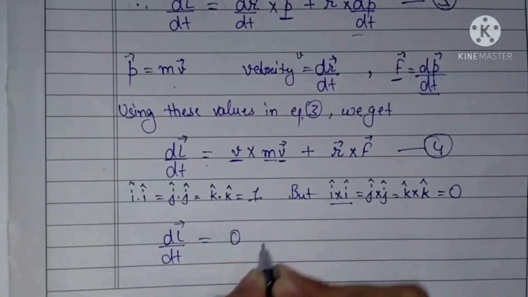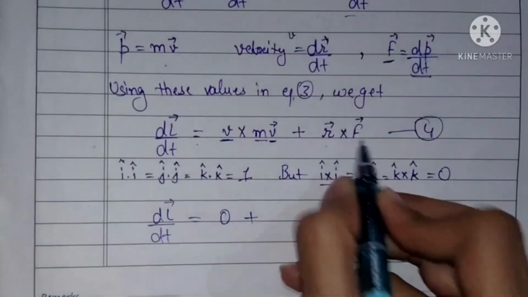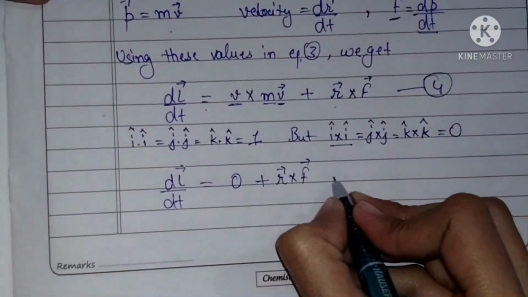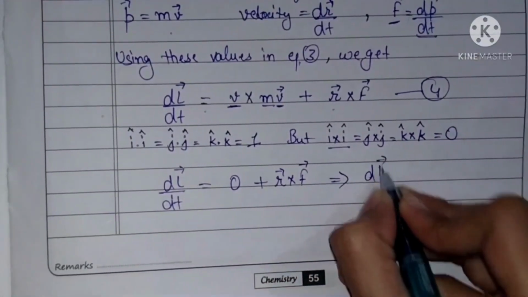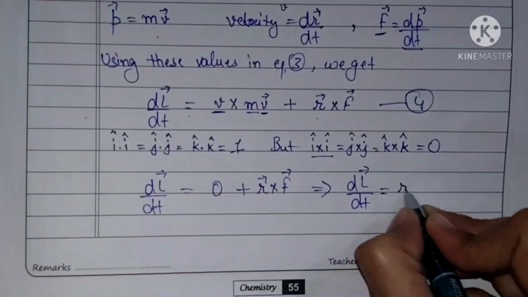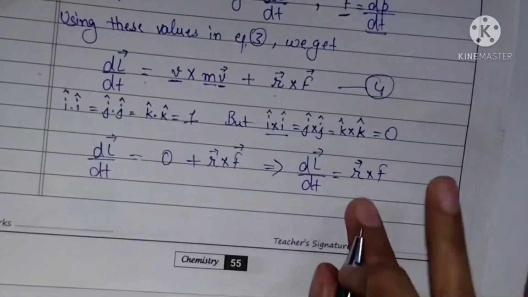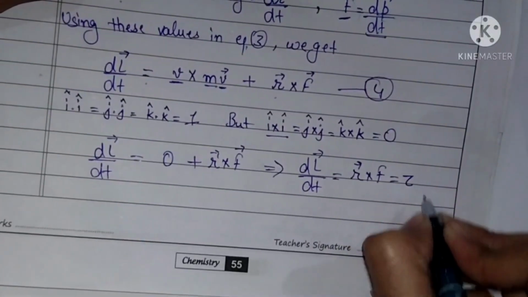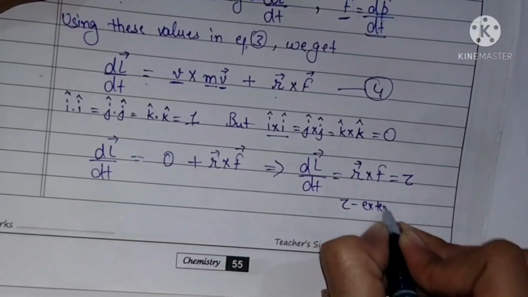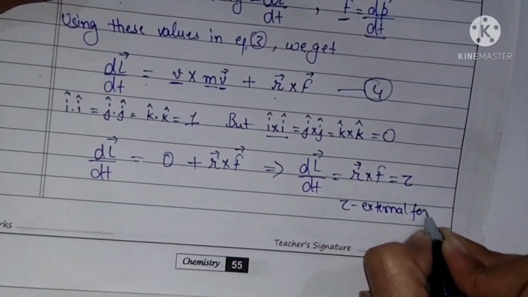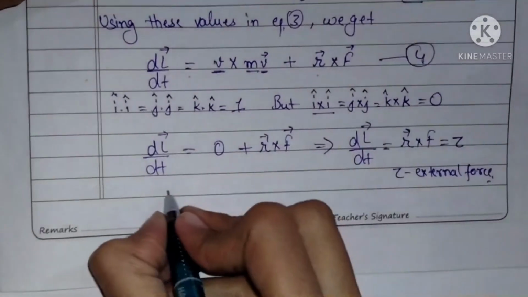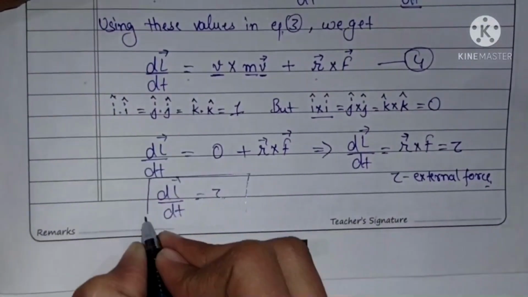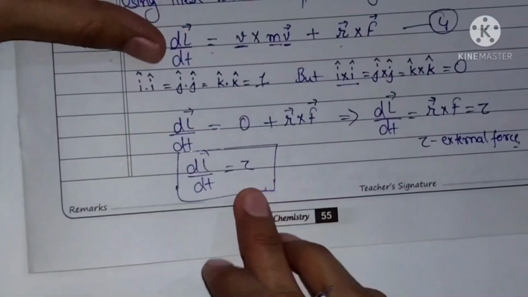Then we can write dL/dt is equal to 0 plus r cross f, and we know that r cross f is equal to torque. I have told you that we are representing the torque with the N symbol. So dL/dt is equal to tau, that tau is equal to N, that is a torque, the external force applied for the rotational motion. So dL/dt is equal to tau, that means the torque is related to the rate of change of angular momentum.